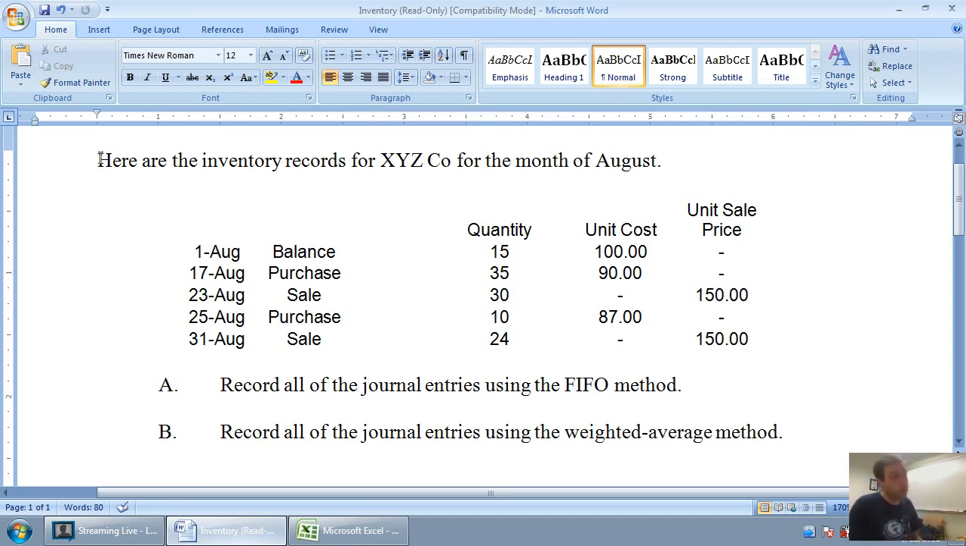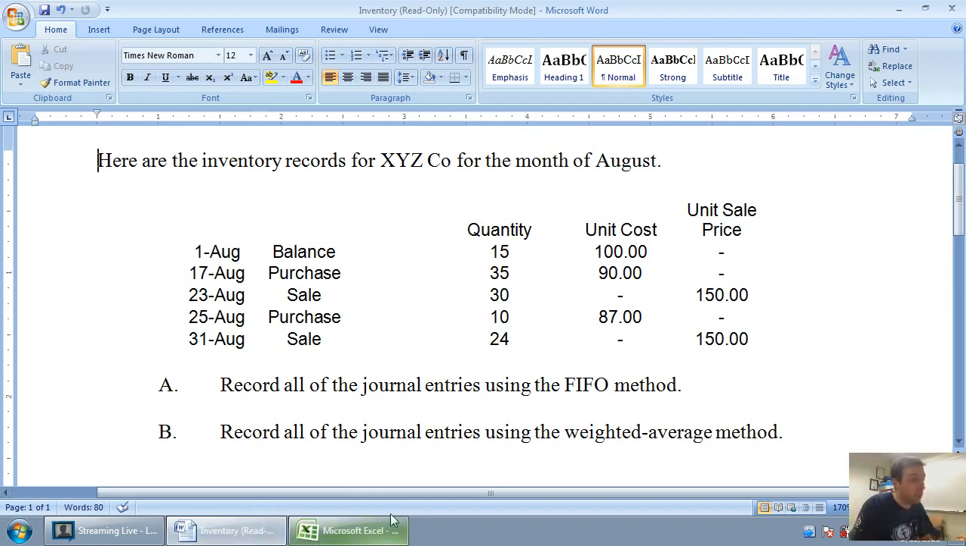So we're going to work through that same problem we did last time, and again, it's attached right below this video if you want to download it. The question says, here are the inventory records for XYZ company for the month of August. And you can see there's the balance, the purchases and sales, and we've done the FIFO method. Now we're going to do the weighted average method.